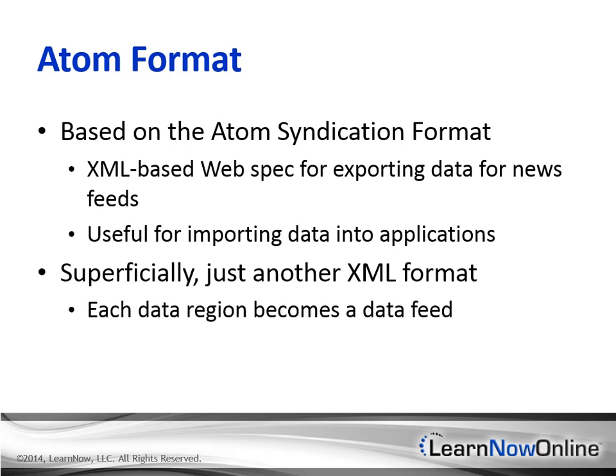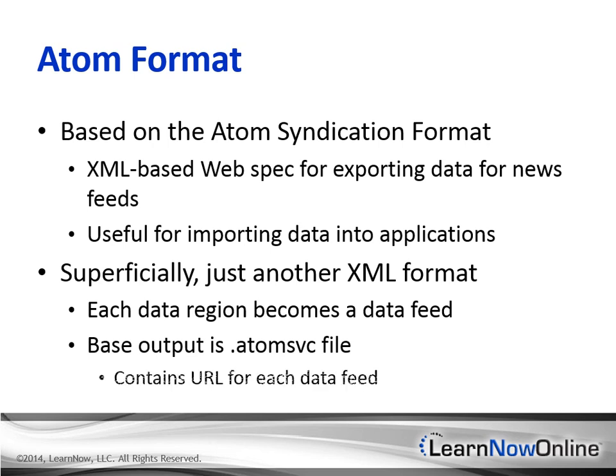Each data region in the report becomes its own data feed. Now, the output file is actually an Atom service document with a file extension of .atom.svc. This file doesn't actually contain the report data. Instead, it contains a URL for each data feed from the report. And often you'll have just a single data feed, but you may have multiple data feeds. Okay, so this adds a layer of complexity to this format.